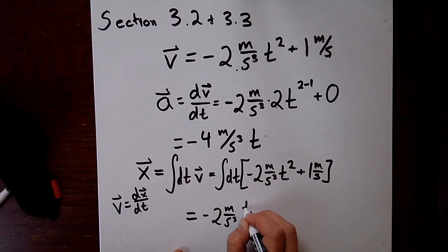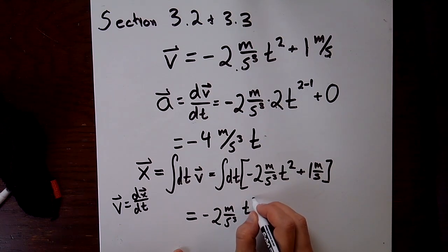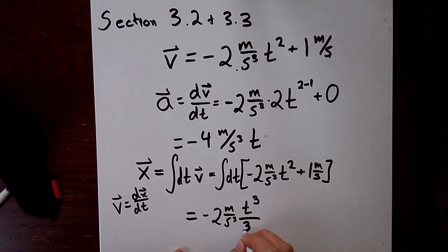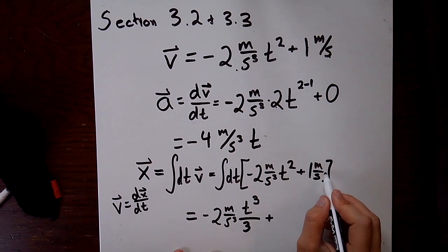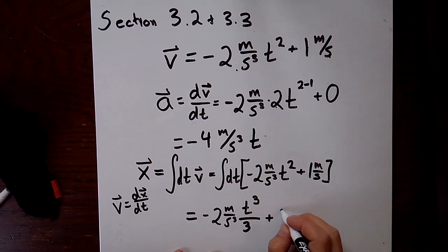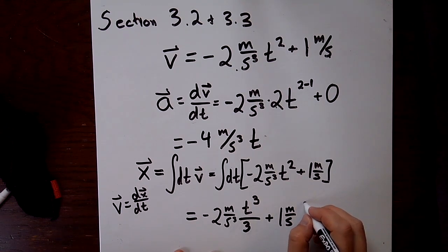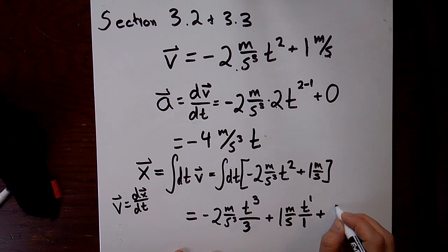And t will go up 1 power, so it will be 2 plus 1, that's 3. And then we divide by the new power, 3. And then this guy, well, we don't have a t here explicitly, but that's the same as having t to the 0 power. So we have our constants are all there. t to the 0 plus 1, that's 1, divided by 1, that's 1. And then we have our unknown constant, c.